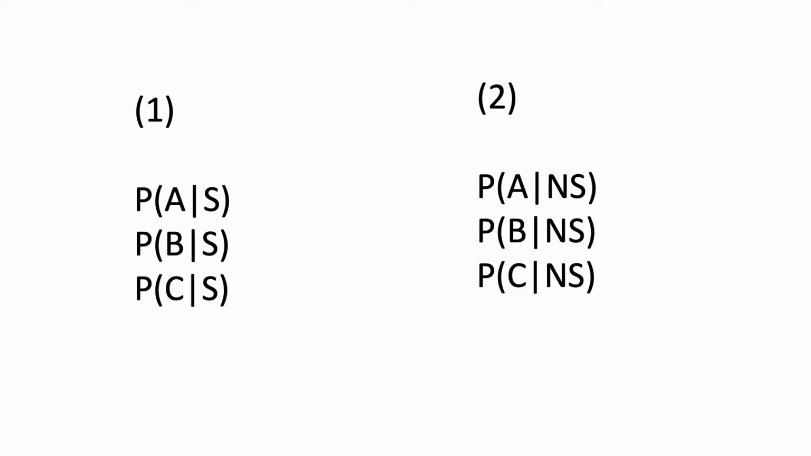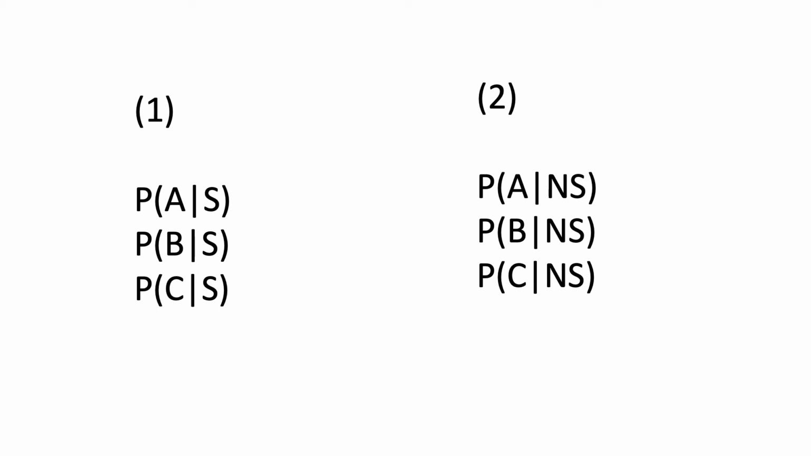Those two questions are conditional probability. What is the probability of having disease A given the patient has symptoms? What is the probability of disease B given the patient has symptoms? And what is the probability of disease C if the presented patient has symptoms?